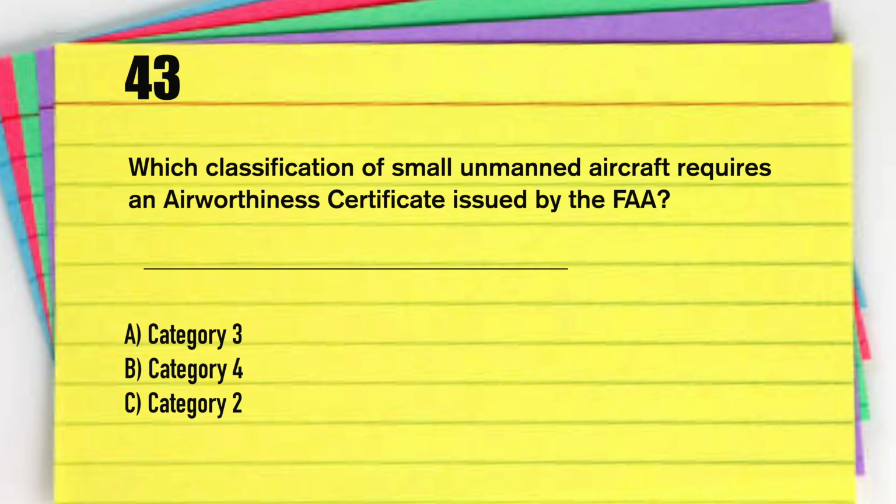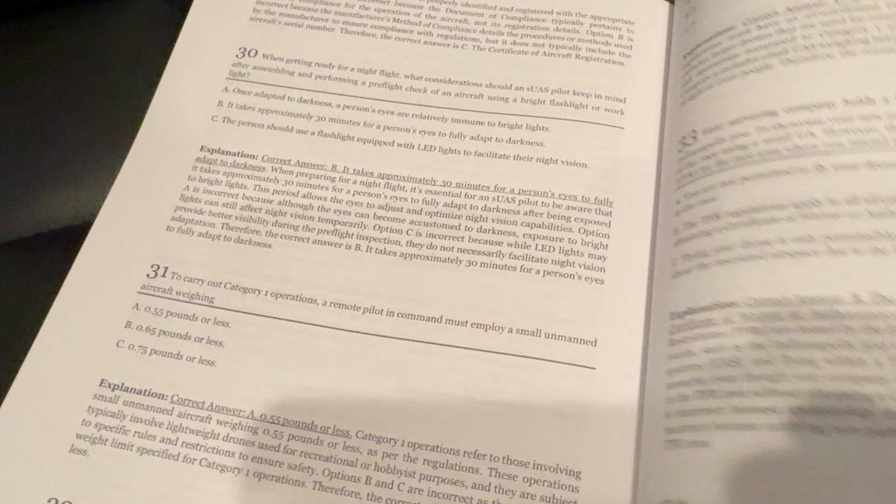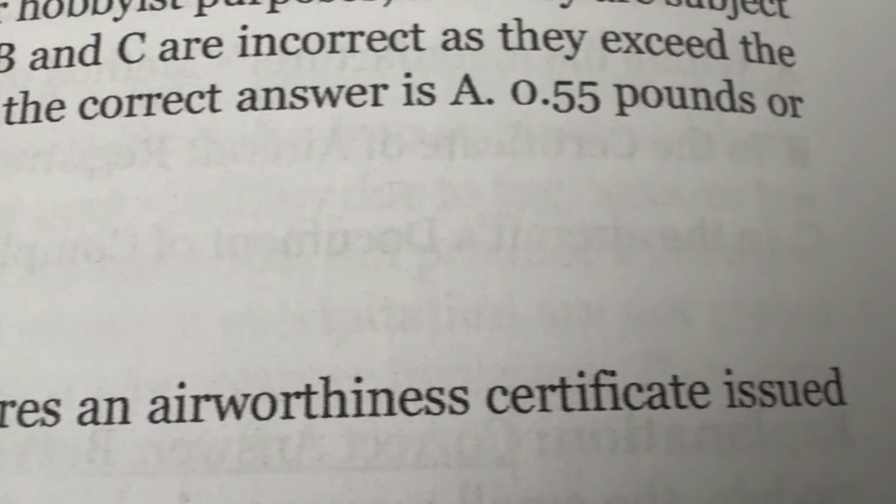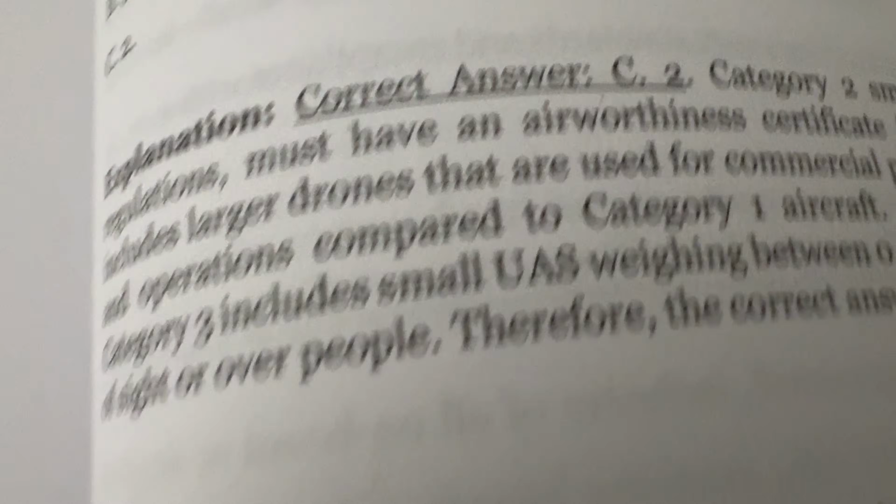Flashcard number 43. Which classification of small unmanned aircraft requires an airworthiness certificate issued by the FAA? You see how this is all coming together now? There is only one category that requires an airworthiness certificate, and I know the answer, and you know now that you know the answer, but there are some who do not know the answer, such as whoever's publishing some of these amateur books.